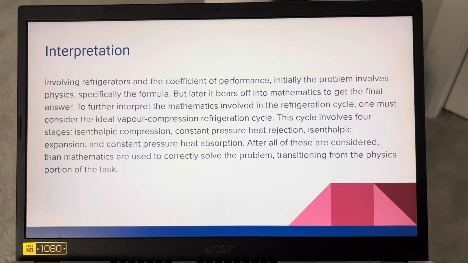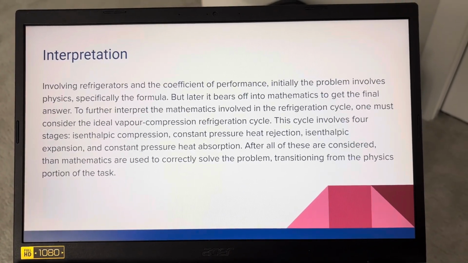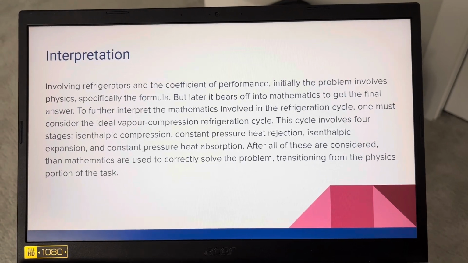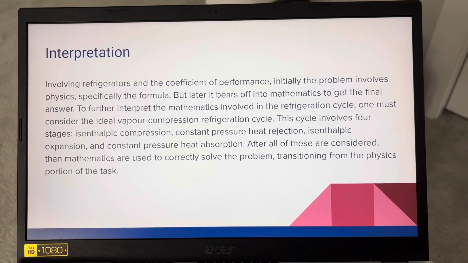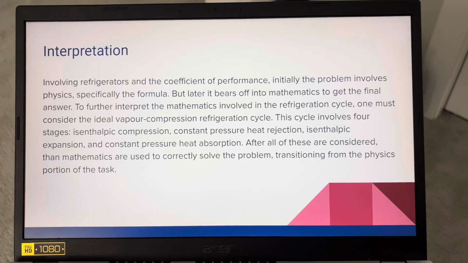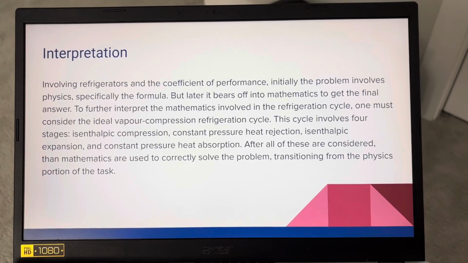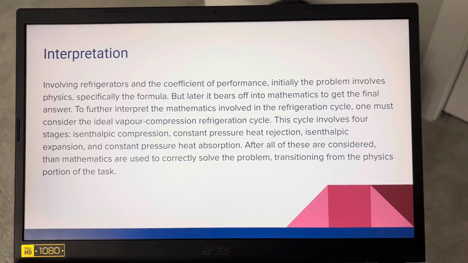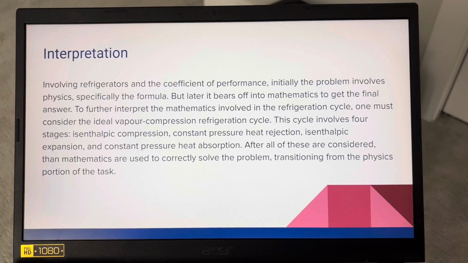The interpretation of this to connect physics to another subject involving refrigerators and the coefficient of performance: initially the problem revolves around physics, specifically the formula, but later it bears off into mathematics to get the final answer.